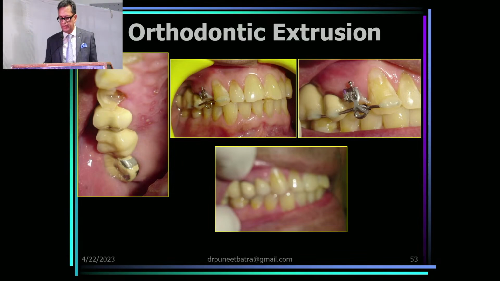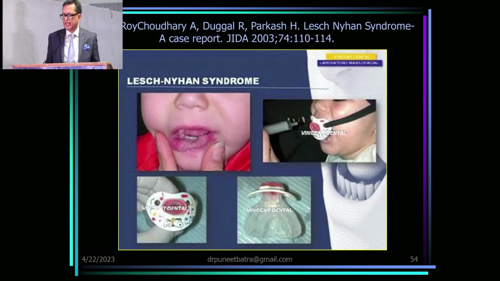Similarly, you might have broken teeth. Now, Ante's law says that the crown root ratio should be adequate to be able to support the tooth. So what have we done? We have extruded this crown with an orthodontic bracket and brought it down so that we can have a good kind of retention for the crown after post and core for this patient.